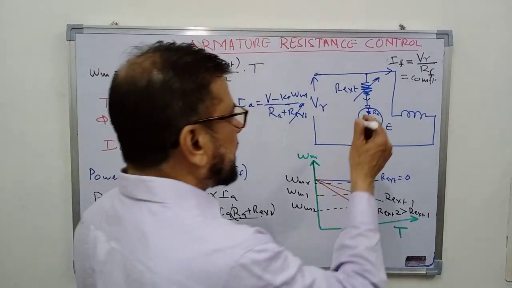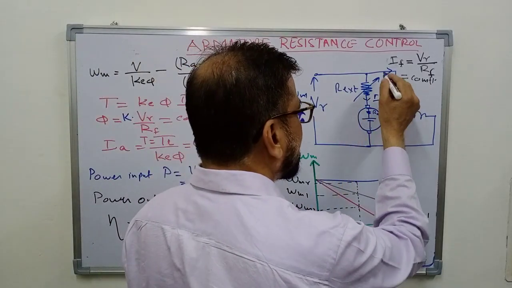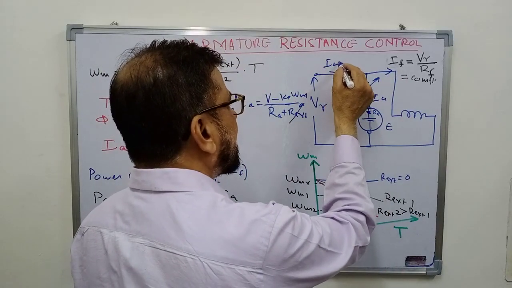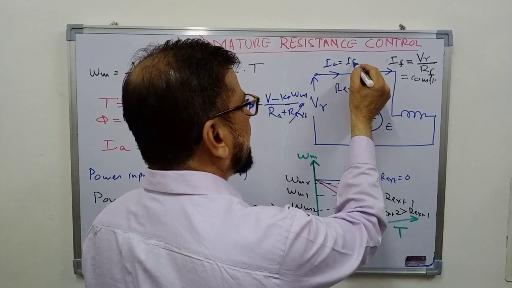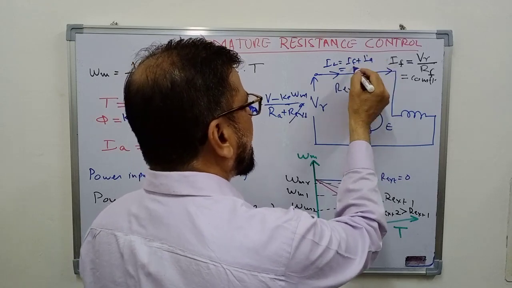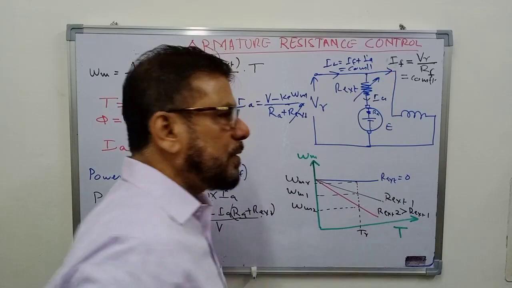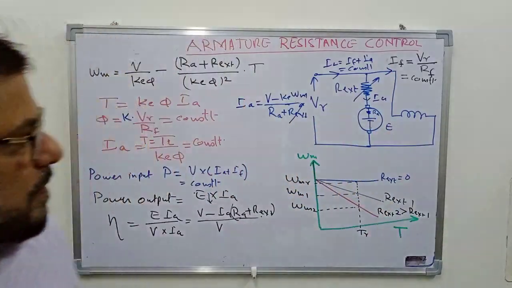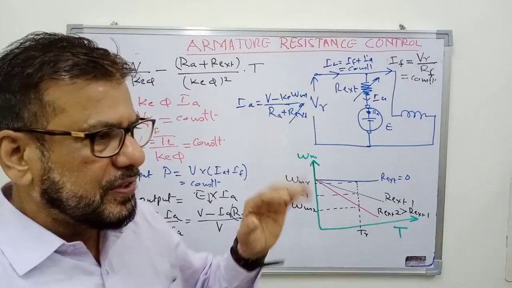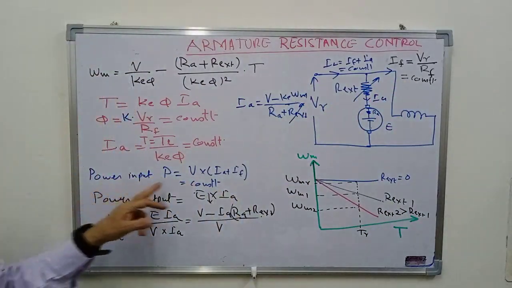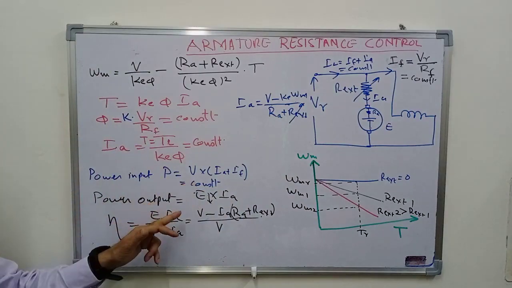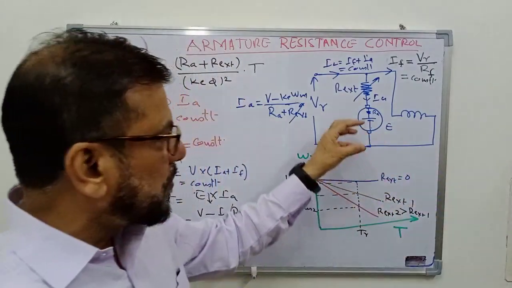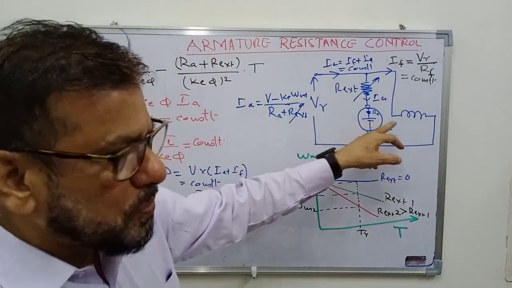So this means that this IA is constant, this IF is constant. This means that the current drawn by the motor, the line current, which is equal to IF plus IA, will also be a constant. This means that the power drawn from the source will remain constant. It is not changing by changing the external resistance. So this power input is constant. But what about the power output? That is the mechanical power that is produced by this motor. This is E into IA.